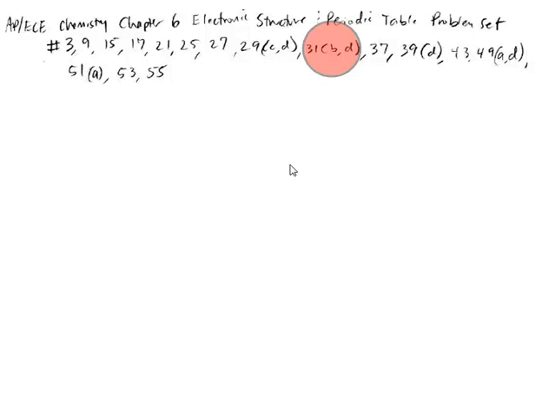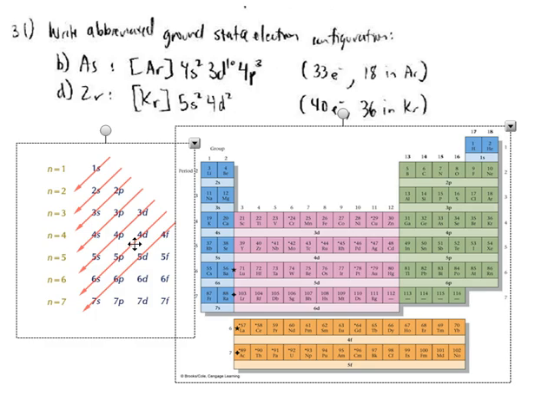Buckle in for the fourth installment of the AP Chemistry Chapter 6 homework review. We're going to look starting at problem number 31. In problem 31, you're asked to write an abbreviated ground state electron configuration.